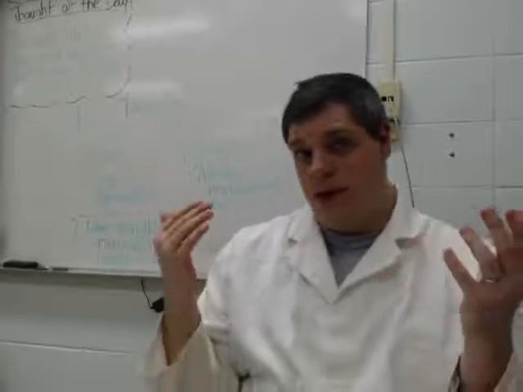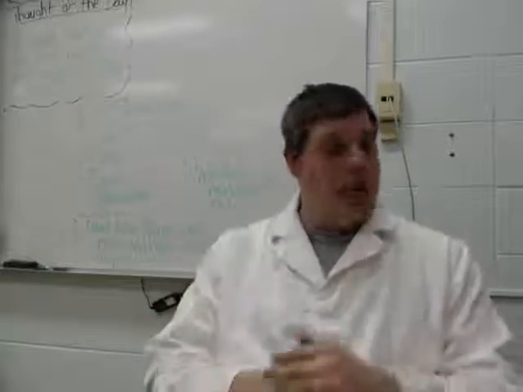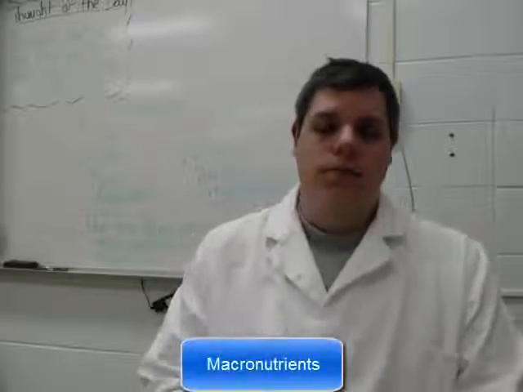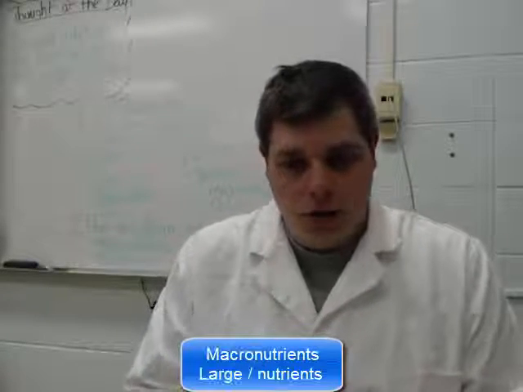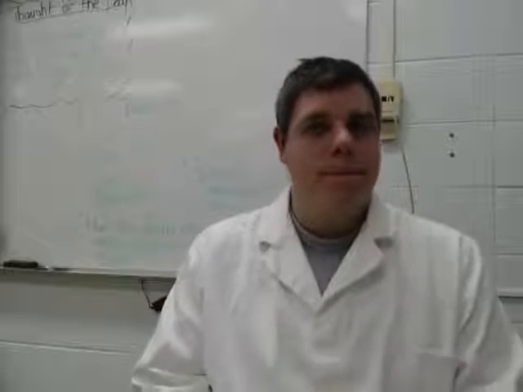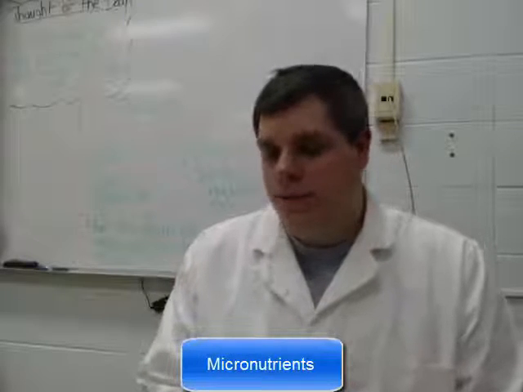So organisms need stuff. There's some stuff that we need a whole bunch of, and those are called macronutrients. Macro meaning large. Nutrients are things that are needed. And then there's also micronutrients. Those are the things that we don't need very much of.